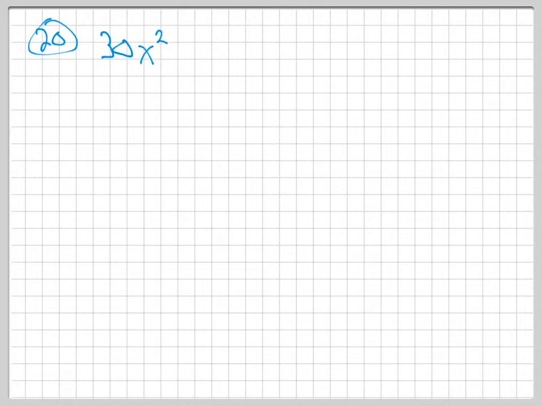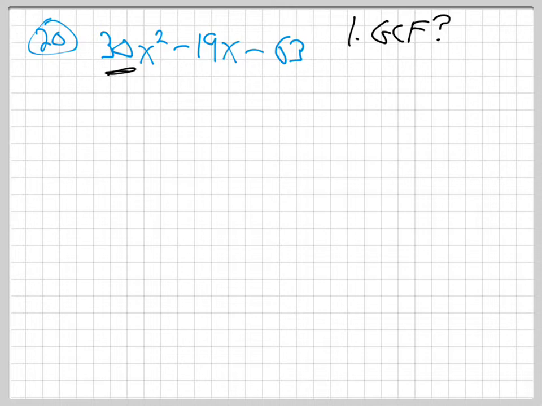30x squared minus 19x minus 60. This will be a little bit harder. Okay, first, GCF. Is there something in common? Is there some number that goes into 30? Well, there's a lot of numbers that go into 30. 5 and 6, 2, 15, 3. But nothing goes into 19 other than 19 itself. So there's no GCF here. There's no number that goes into all three of them because 19 is such a weird number.